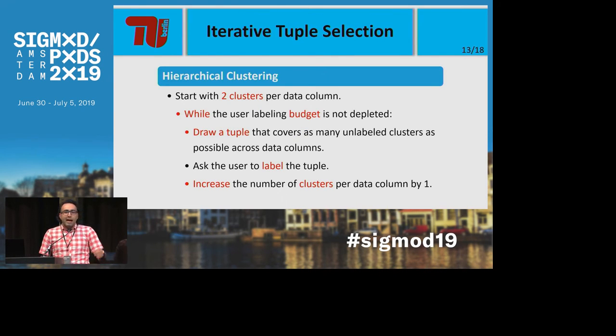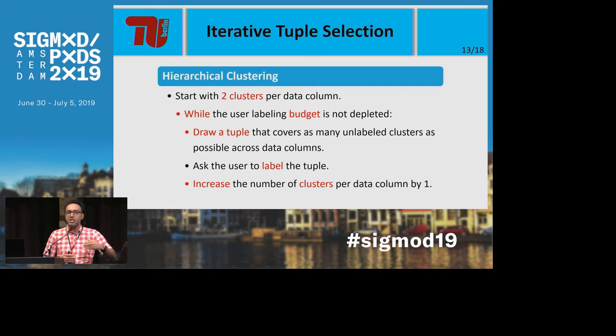So we cluster the data values inside each column. You may want to ask, with how many clusters? One parameter here is the number of clusters per column. Since we want to do it completely configuration free, we don't want to ask the user to provide the number of clusters. We use hierarchical clustering models, and we start with 2 clusters per data column.